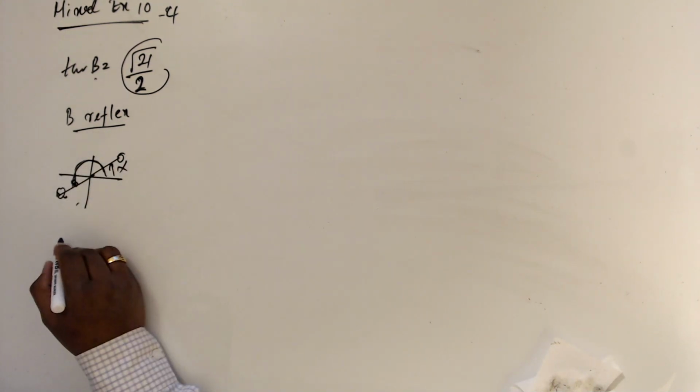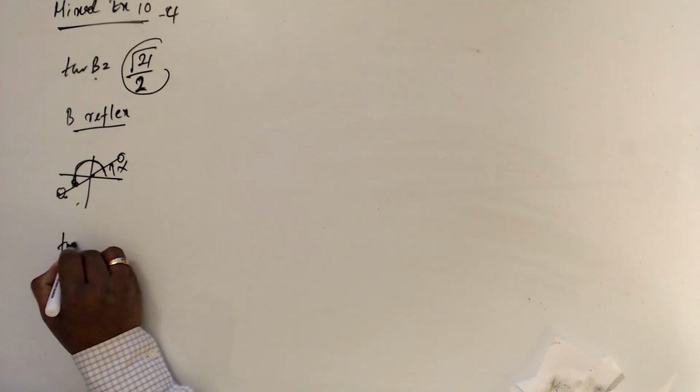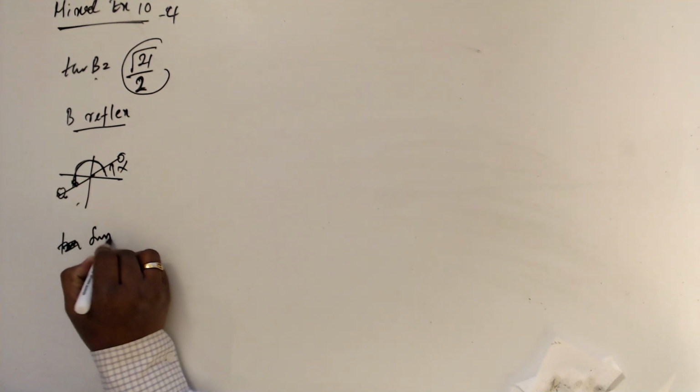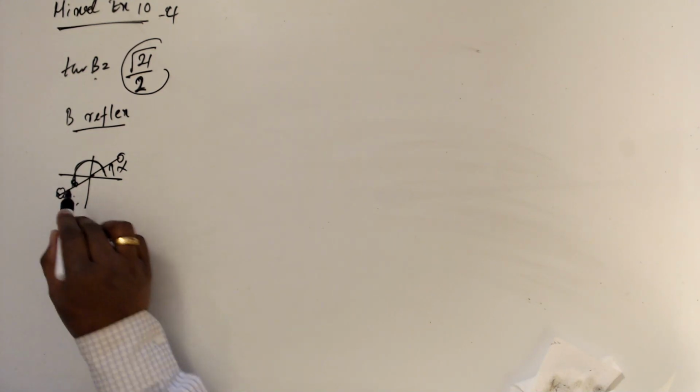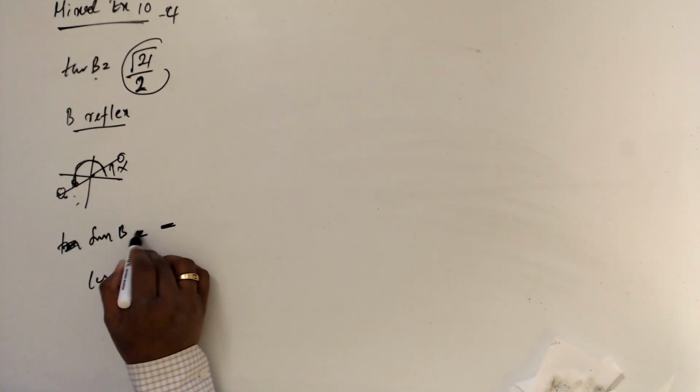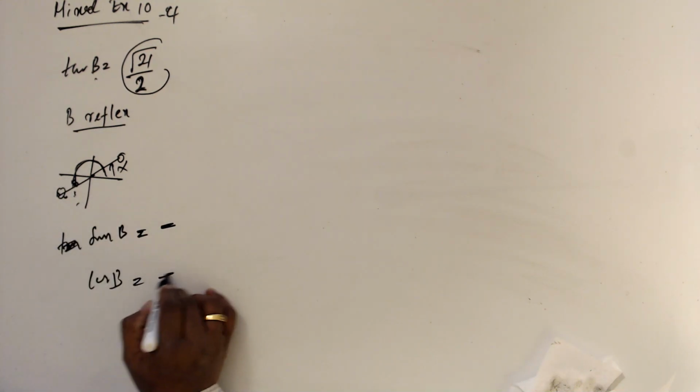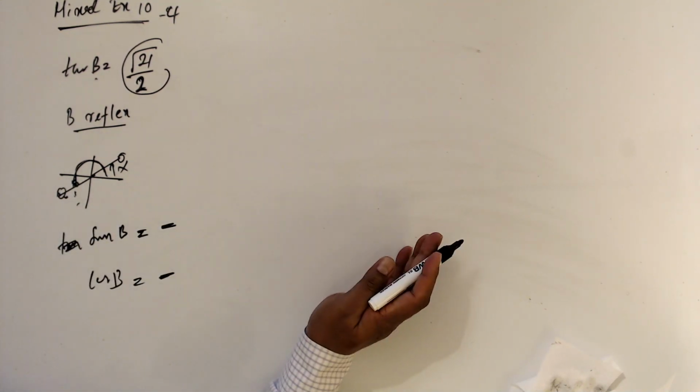Now, given tan B, we want to find sin B and cos B. In the third quadrant, sin B is negative and cos B is also negative. So it's going to be two negative answers.